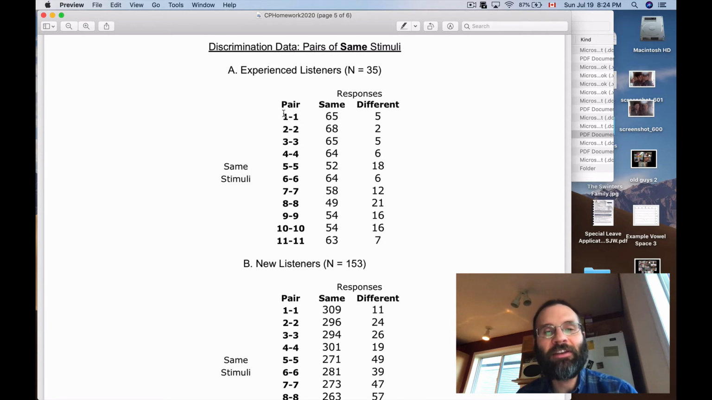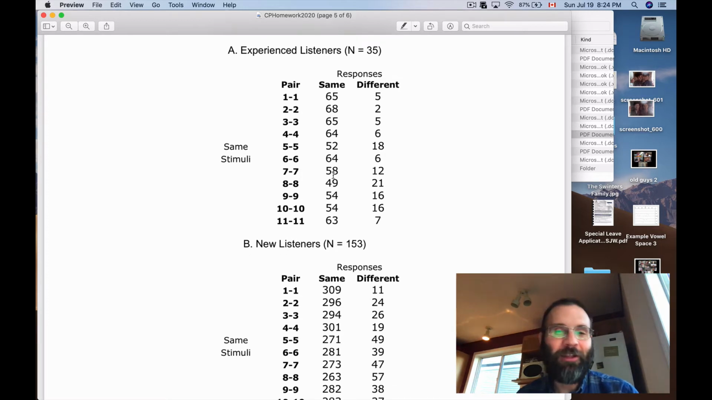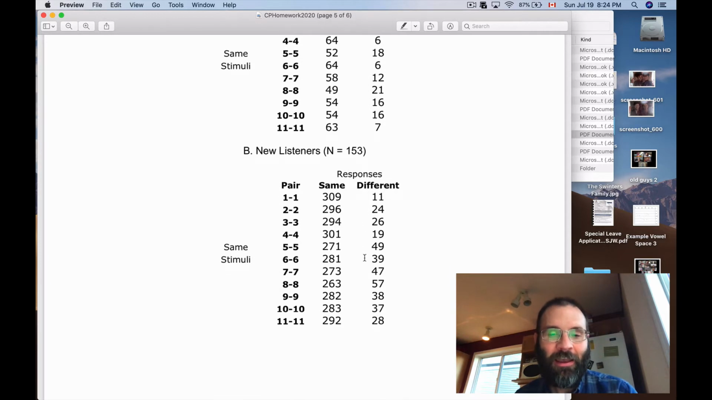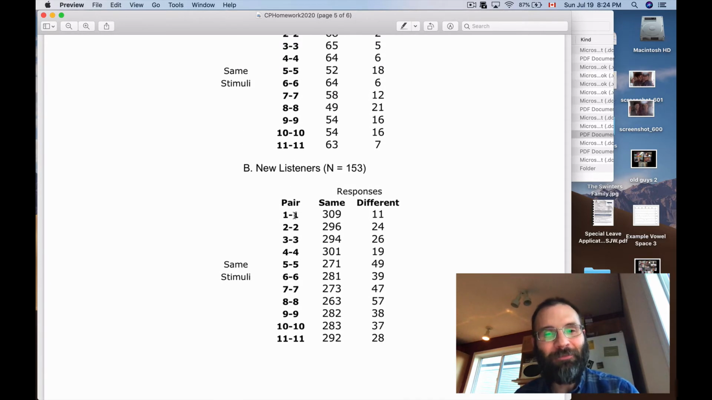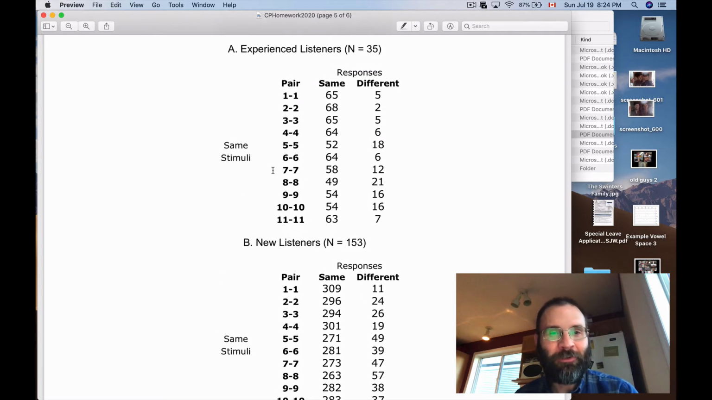Because these are the exact same token played twice, and then listeners respond either same or different. It turns out listeners do not always respond same. Sometimes they respond different, so that's kind of funny, but true. And maybe the new listeners are doing something different from the experienced listeners.